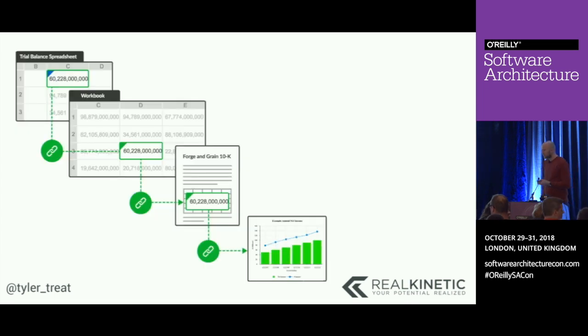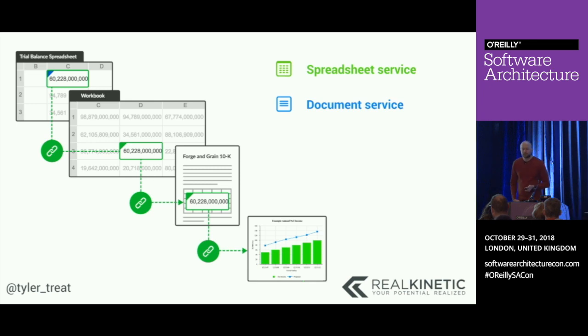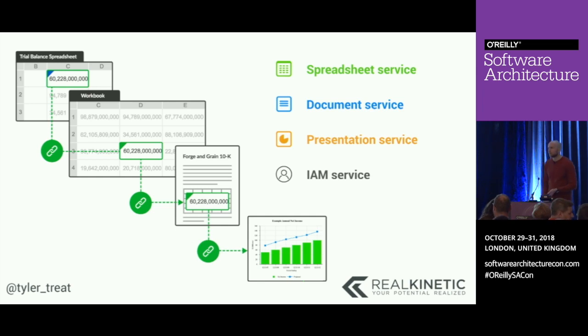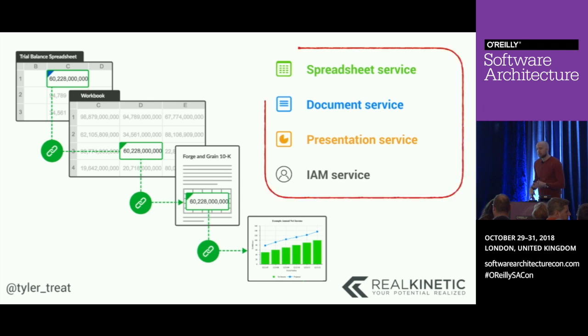And if we conceptualize this system as a microservice system, we can imagine something like a spreadsheet service and a document service, a presentation service, maybe an identity and access management service, and so on. But the catch with this is it's presented to the user as a single system. That's kind of the transparency that's provided. And part of that is providing data consistency, when in reality it's comprised of all of these different services.